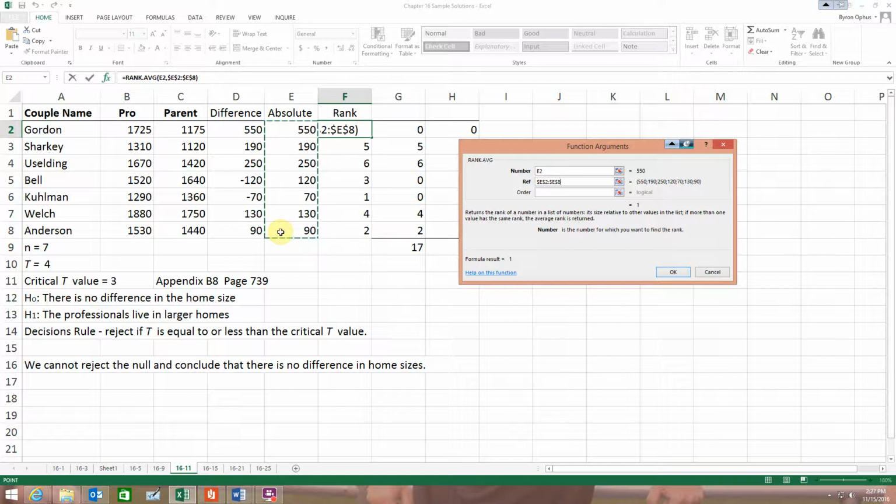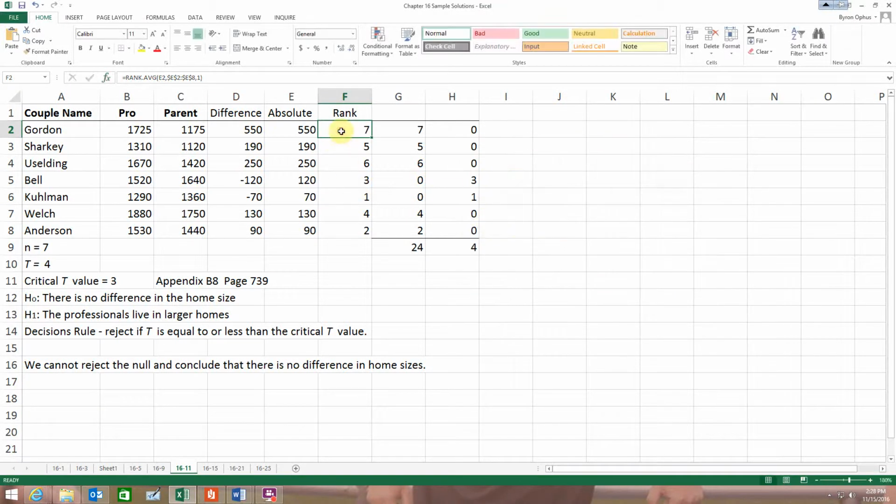So I'll hit my F4, put my dollar signs in there, right? And then I can say order. Do I want them ascending, or do I want them to be descending? I think I want these to be descending. So I'll put a 1 in there, and that makes the biggest one have the highest number. Okay, so I want these to be descending. So there you go. Because I used my dollar signs and everything, I can just simply drag that down. That's going to rank all of these numbers, right?